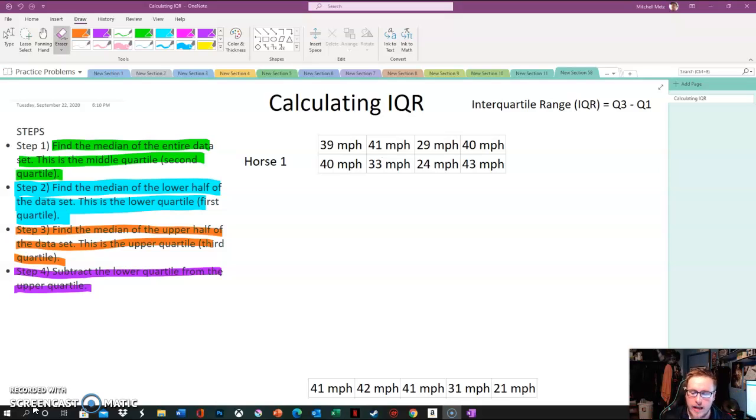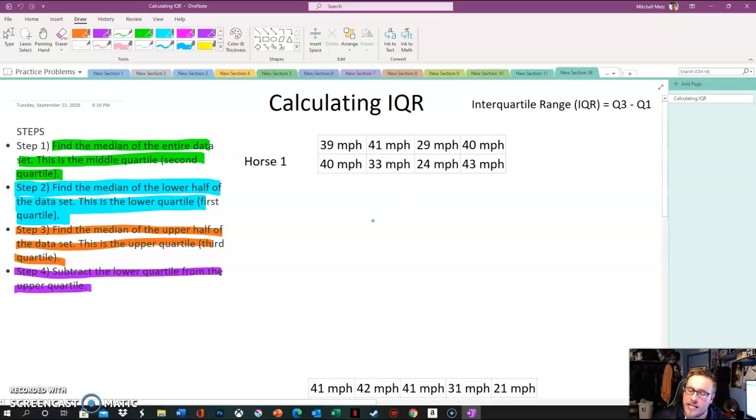Let's go ahead and do two problems. We're going to do the speed of one horse and the speed of another horse, and compare their interquartile ranges. If you look at the steps right here, we're going to follow these steps in order to get the IQR. Again, this is what we're going to be finding, our IQR. Let's first find the median of the entire data set. This is the middle quartile, the middle of my data. You don't have to calculate it, you just have to find the center of the data for reference. Let's go ahead and find that.